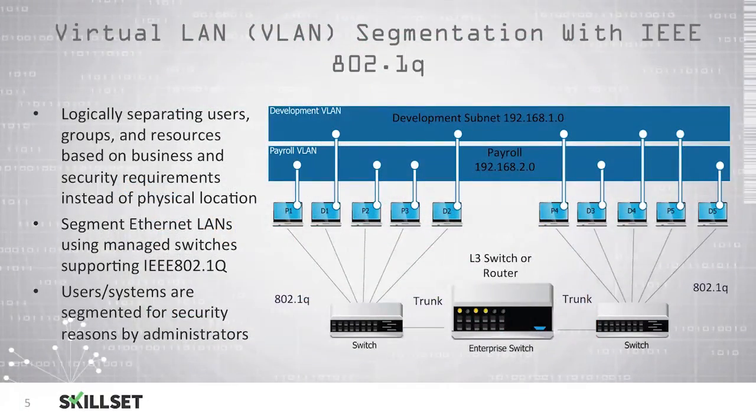Virtual LANs or VLANs allow you to segment traffic using the IEEE 802.1Q standard. You can logically separate groups, users, and resources depending on your security requirements rather than the user's physical location. In order to set up and use VLANs, you will need managed switches which support the IEEE 802.1Q protocol. You can segment users for security reasons determined by your administrators.